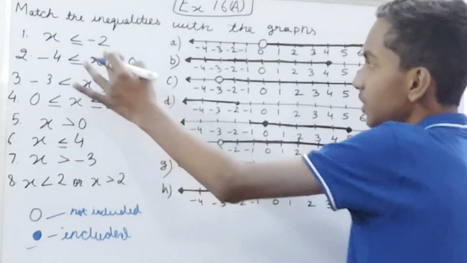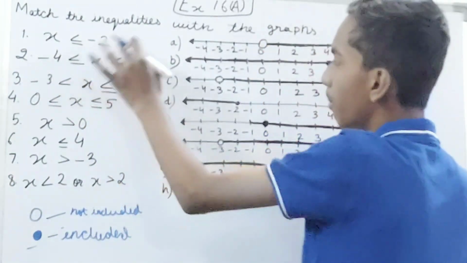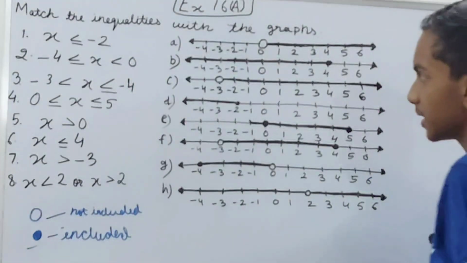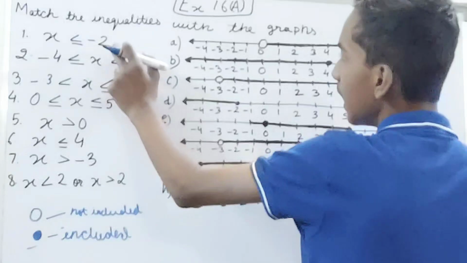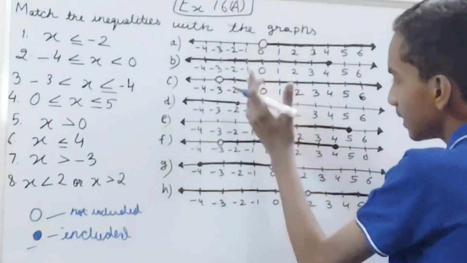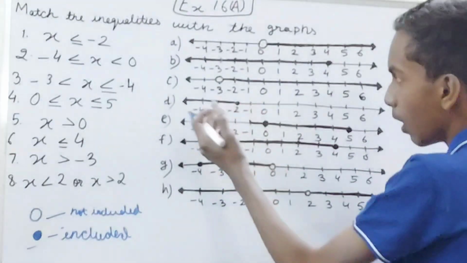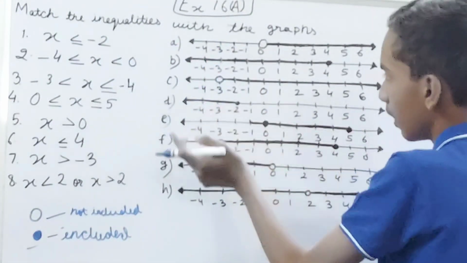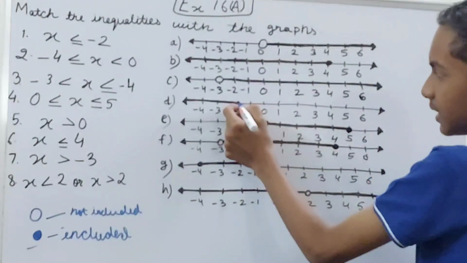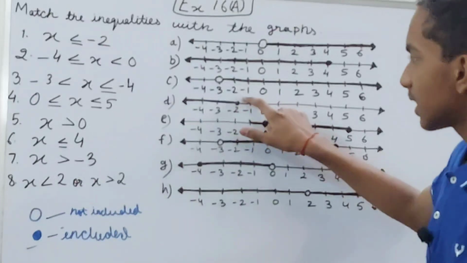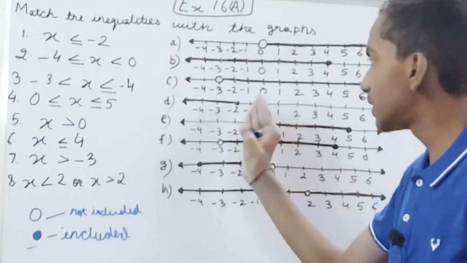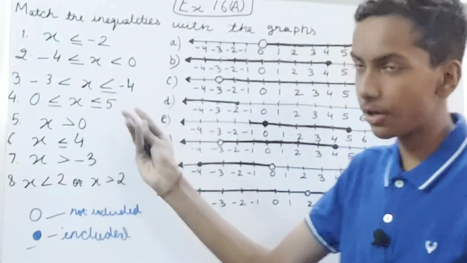See, first is x is less than or equal to -2. So what is this inequation representing actually? First of all, see what number is given here. Look for that number on the number line. Where is -2 in all these number lines? You can see, and above that -2 there will be a circle. This circle is completely filled, and the numbers less than -2 are also shaded on this number line.